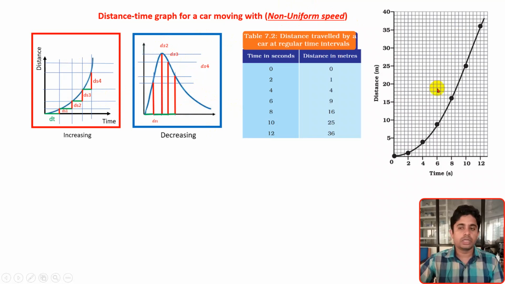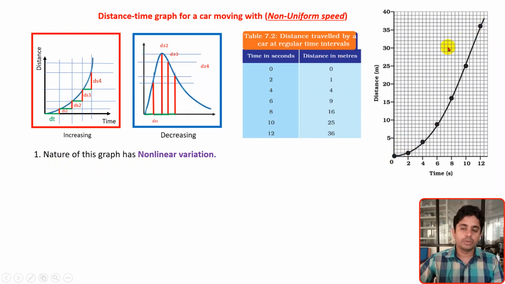The most important thing is that in uniform speed, the line passes through the origin and it is a straight line. But here this curve is not a straight line. Here it is curved, a non-linear shape. So the nature of this graph is non-linear variation. Here the variation is non-linear.